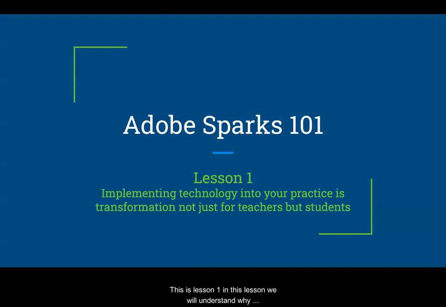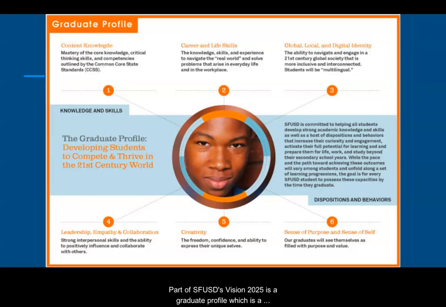This is Lesson 1. In this lesson, we will understand why implementing technology into your teaching practice is transformative not just for you, but also for your students. So let's begin. Part of SFUSD's Vision 2025 is a graduate profile, which is a list of knowledge and skills that the district would like our students to possess upon graduation. One of these skills is to possess a global, local, and digital identity. Another skill is creativity. So let's keep that in mind as we engage in the next activity.